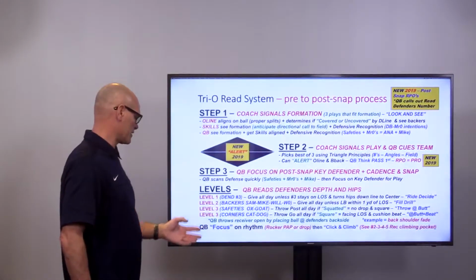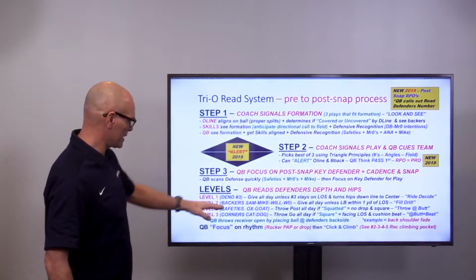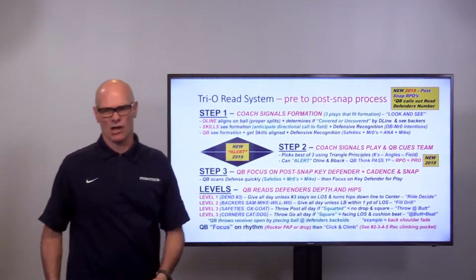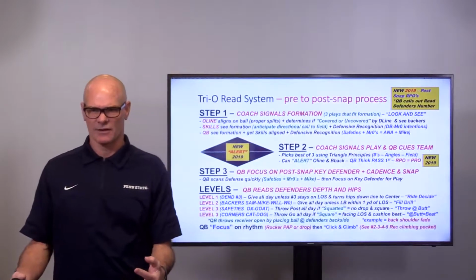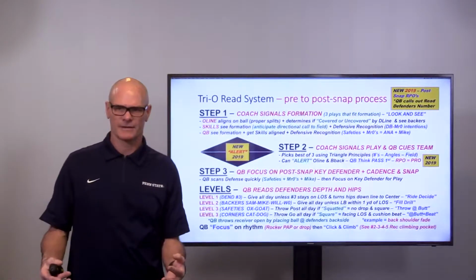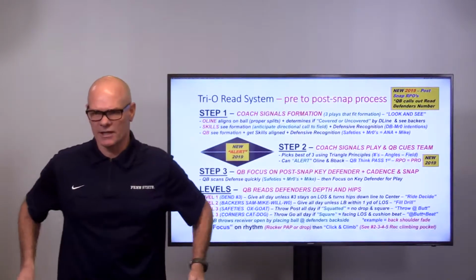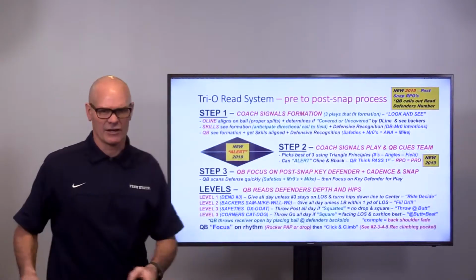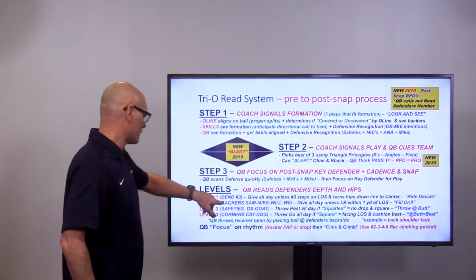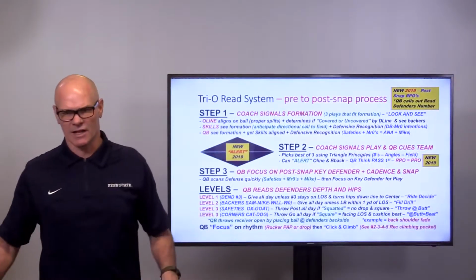we just speak of it in these three different levels. And the key here is the quarterback on all of this, using kind of the old triple option teaching. He's going to read that defender's depth, and he's going to read his hips. Are they squared up? Are they down the line? Are they turned? So number one, the first level, is the defensive line.